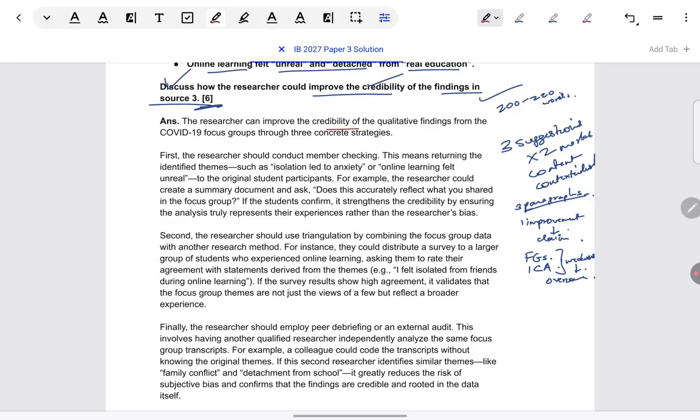Okay, a researcher can improve the credibility by using 3 concrete strategies. You don't have to give this introductory line, but it is effective. You are signposting to the examiner that now we are going to discuss 3 relevant improvement areas. Always name directly first what we are going to be talking about.